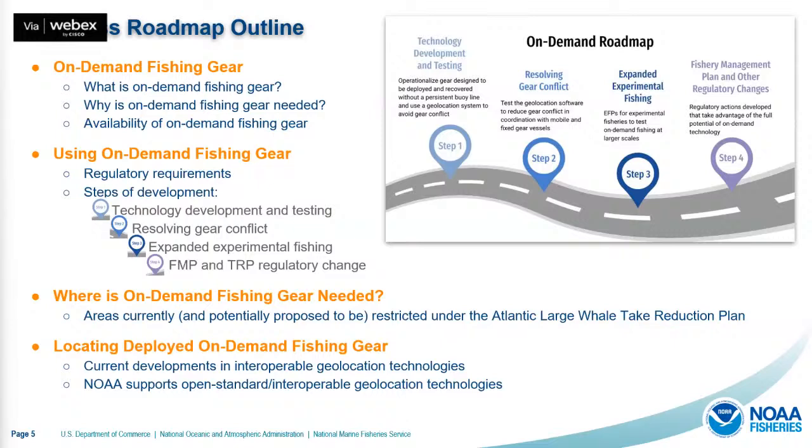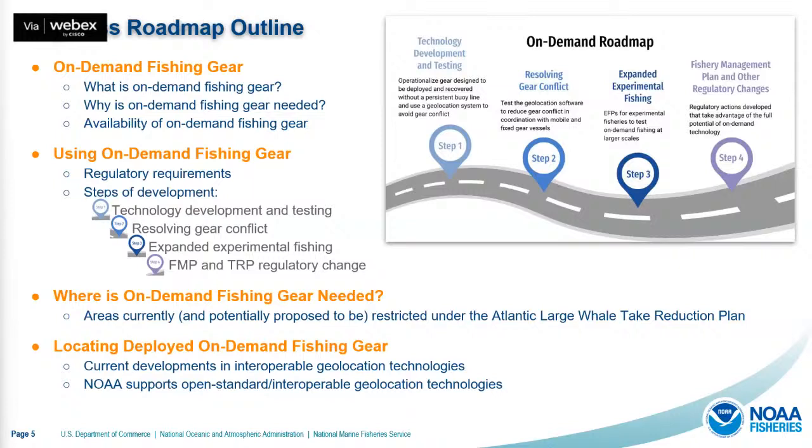And we offer that areas that are currently closed to gillnets and other trap pot fisheries now probably provide the best opportunity or incentive for fishermen to test ropeless gear, if they're allowed back into areas that they'd otherwise be closed out of. And then lastly, we talk about geolocation options.